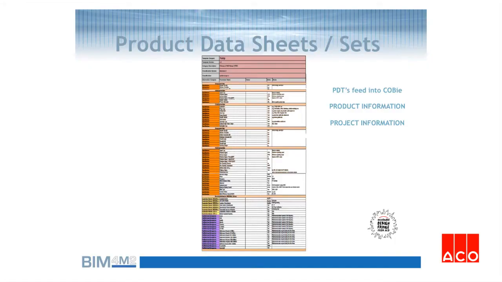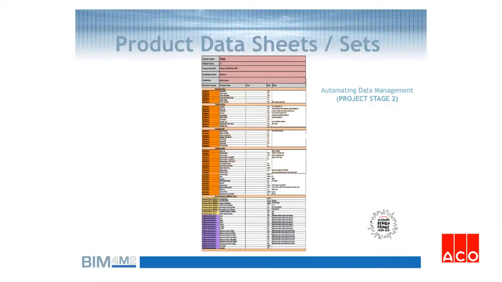Okay, so what happens next? PDTs, product data templates, feed into COBie. Let's face it, everything has to feed into COBie. So when you feed them into COBie, we can start to build up product data sets. Sets of information about specific things within your product, product information and project information, which can be extrapolated as shown here, taking little bits out at different sections of the project. So project stage 2 here, we've extracted some very basic information. Maybe as we go through the project we might take some more information from a different area of the product data template, building a set of information for a different requirement.